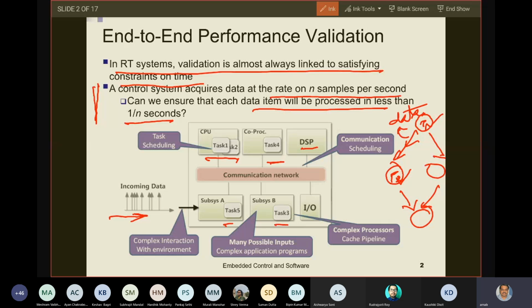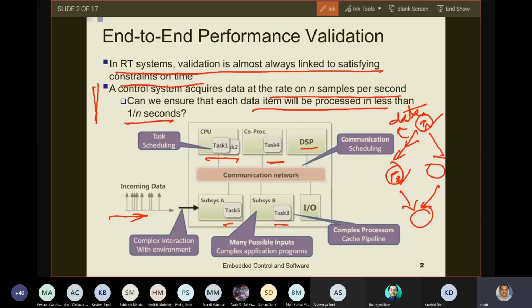The amount of time it takes for a task to process the data is less than 1 by n seconds on an average, but I am considering the scenario where sometimes it takes more than 1 by n seconds. For those cases, I have said that it may need to buffer the unprocessed data. But that buffer size will only remain finite if I have a bounded overshoot of this 1 by n. Otherwise, it will not remain finite.